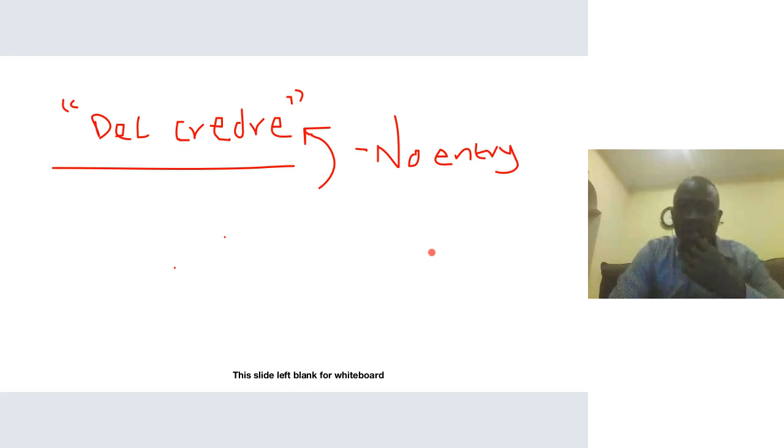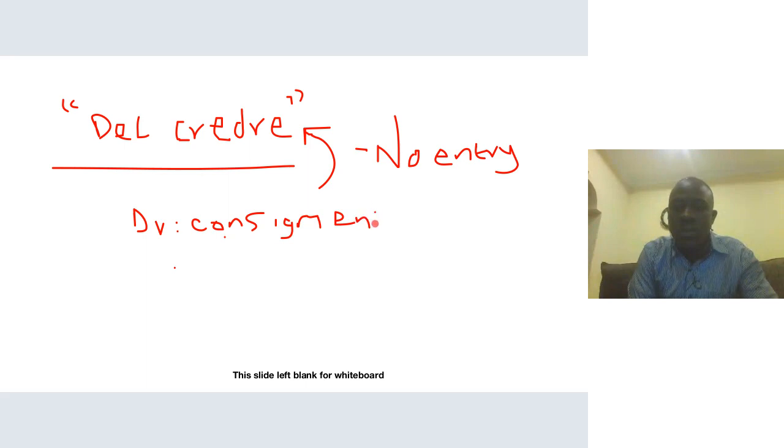The second case is in the absence of this commission. So if there is no arrangement for this commission, then the entry for bad debts will be treated as follows. Number 1, you debit the consignment account, and at the same time, we credit the consignee account.